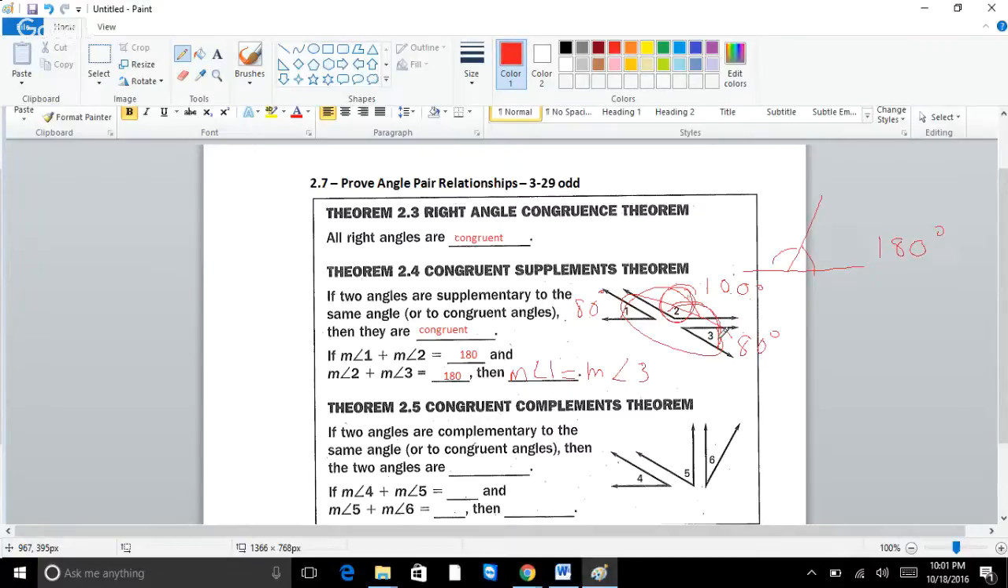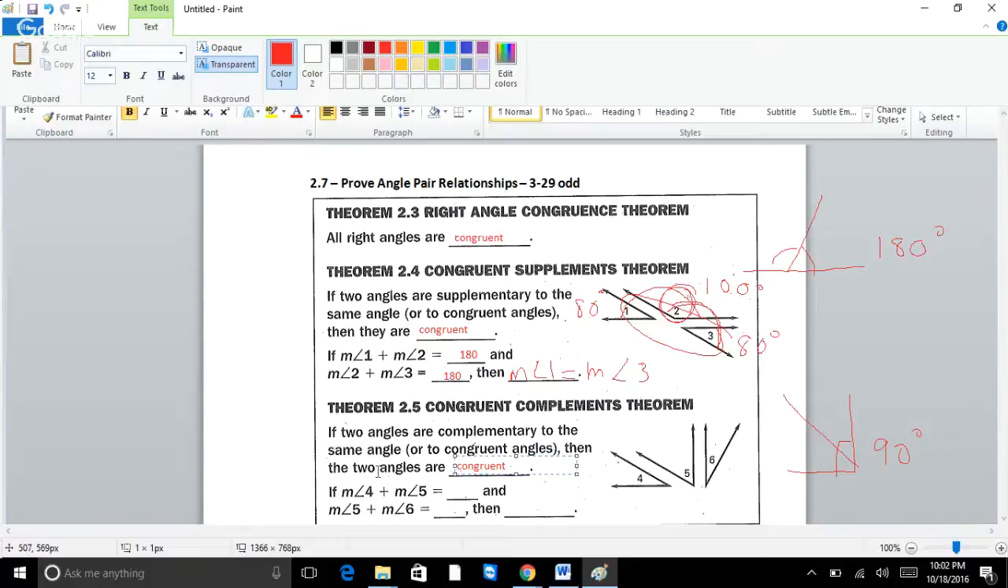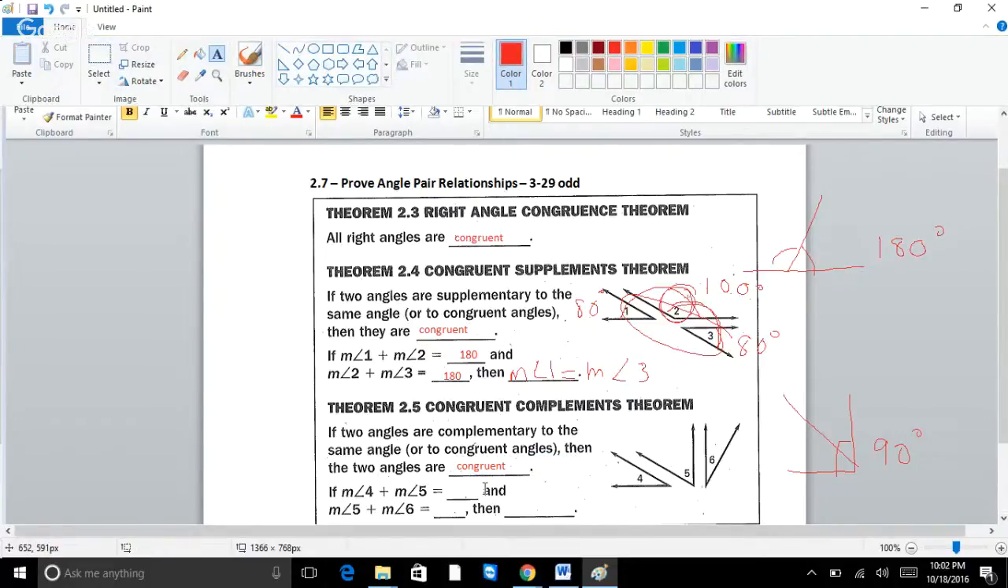Okay, so along the same exact lines is theorem 2.5, which is the congruent complements theorem. So supplements add up to 180 degrees. Complementary angles add up to 90 degrees. So this is going to be the same rule. The theorem for 2.4 applies to supplementary angles. The theorem for 2.5 applies to complementary angles. So if two angles are complementary to the same angle or to congruent angles, then the two angles are, surprise, surprise, congruent.